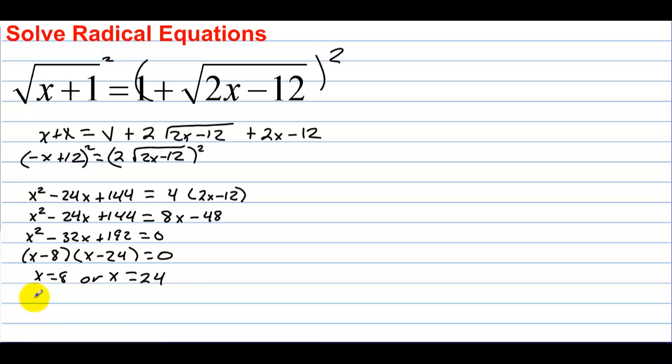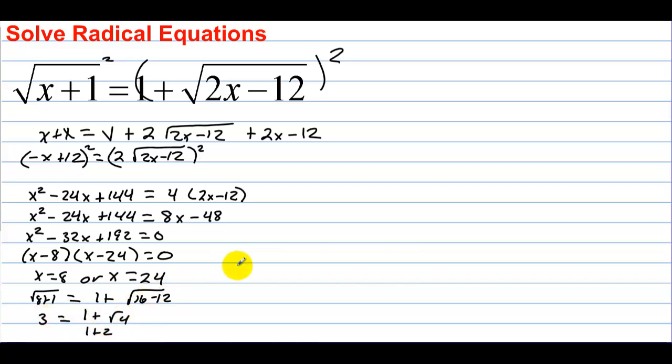But when we square both sides, we can run into problems. So let's check the answers. We have the square root of 8 plus 1 is equal to 1 plus the square root of 16 minus 12 when we plug in 8. That's 3 is equal to 1 plus the square root of 4. That's 1 plus 2. That's 3.